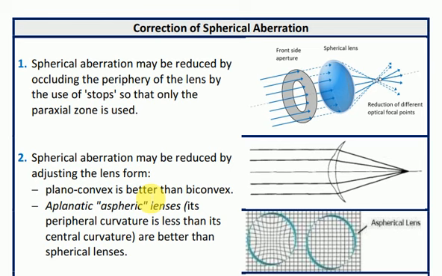To achieve best results, spherical surfaces must be abandoned and the lens ground with an aplanatic surface. That is, the peripheral curvature is less than the central curvature. This is an aplanatic aspheric curve to correct spherical aberration. Another technique of reducing spherical aberration is to employ a doublet.